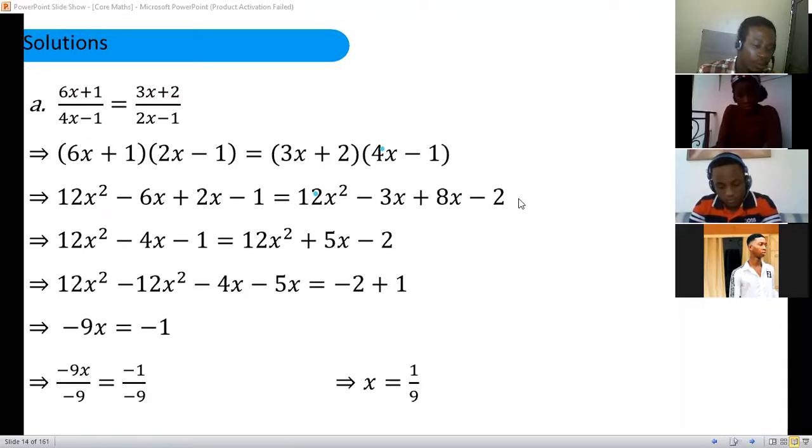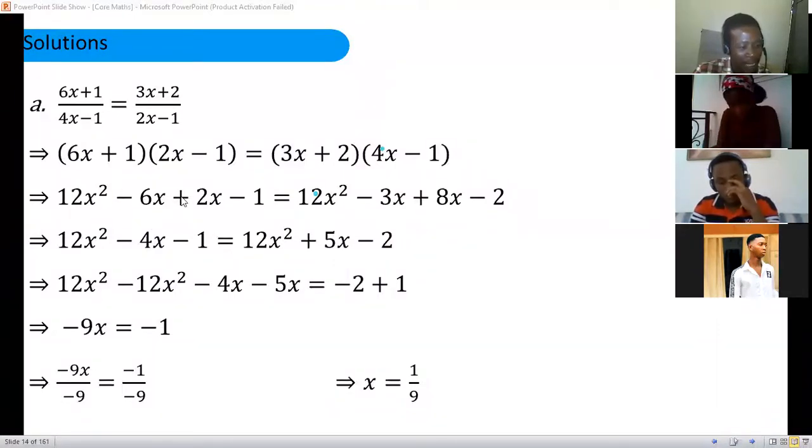The next thing we need to do, we have to simplify first. Simplifying the terms that are alike and they are adding or subtracting, we add and subtract the like terms. So when we simplify the left hand side, 12x squared is not having any like term at the left hand side of the equation.